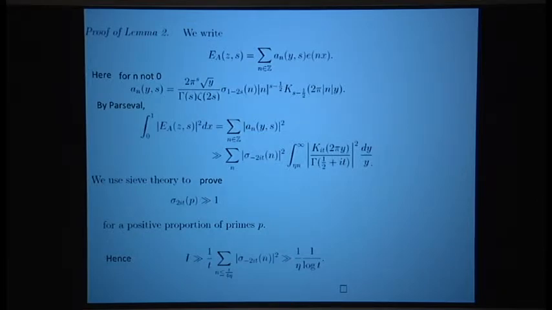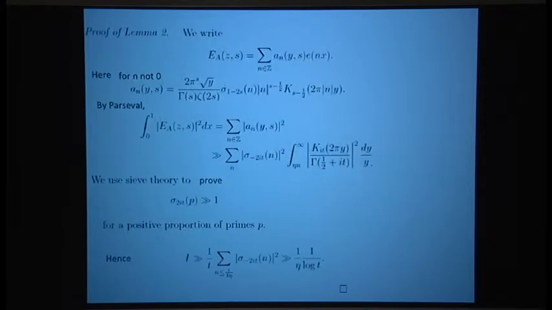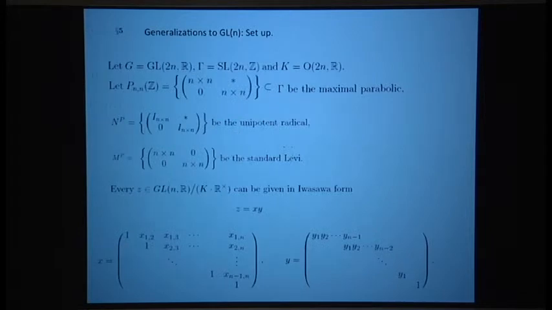So the lower bound is trickier. This approach of the Einstein series method works. The main reason is because the zeta appears in the constant term of the Einstein series. That's one of the main reasons to use this method. So now we want to generalize to GLN. So we set up the problem.